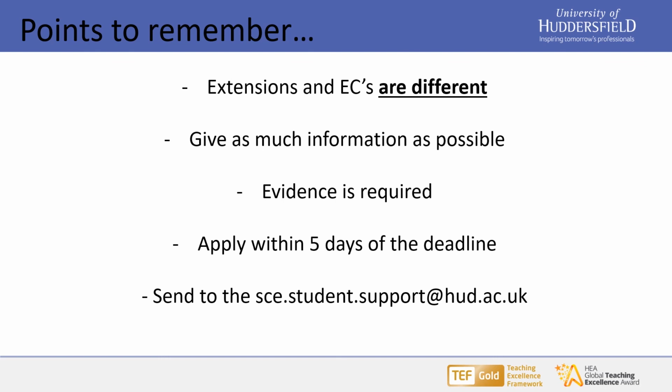So, just to summarise, ECs and extensions are completely different. Do make sure you know what you're applying for before you apply for it. Explain how your circumstances have affected your ability to complete the work on time with as much detail as possible in section 3 of the form. Remember to provide evidence to support your claim. Try to apply within 5 working days of the deadline, and if you haven't, tell us why you weren't able to submit your claim within 5 working days of the deadline. Send your form and any evidence to the Student Support Office from your university email address.